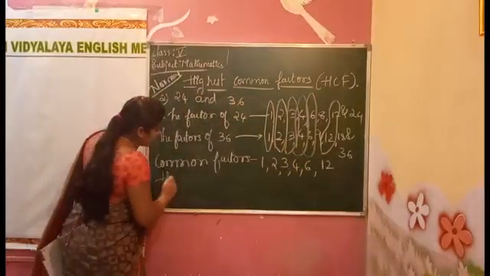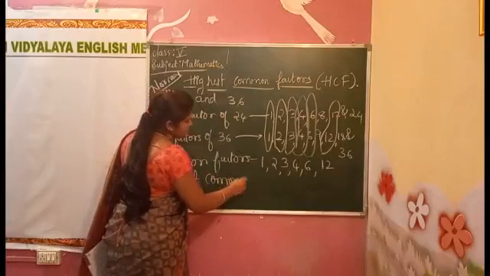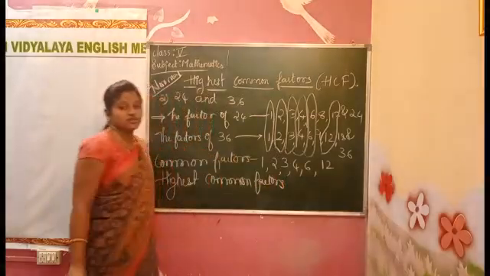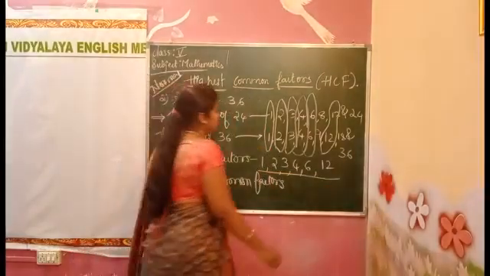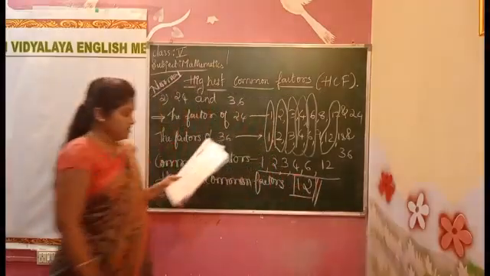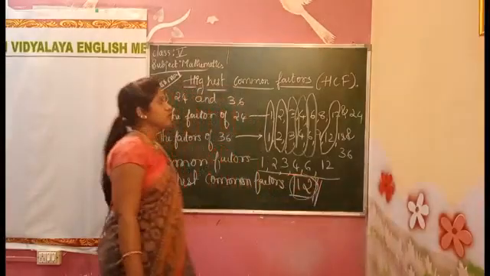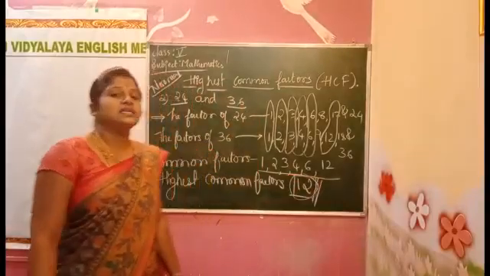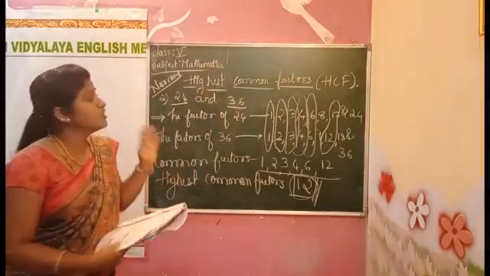Now, the highest common factor we will write. Which is highest among all these numbers? 12 is the highest common factor. Okay, now we got 12 is the highest common factor of 24 and 36. Like this we have to find the highest common factors of numbers. Okay, this is the normal method, children.